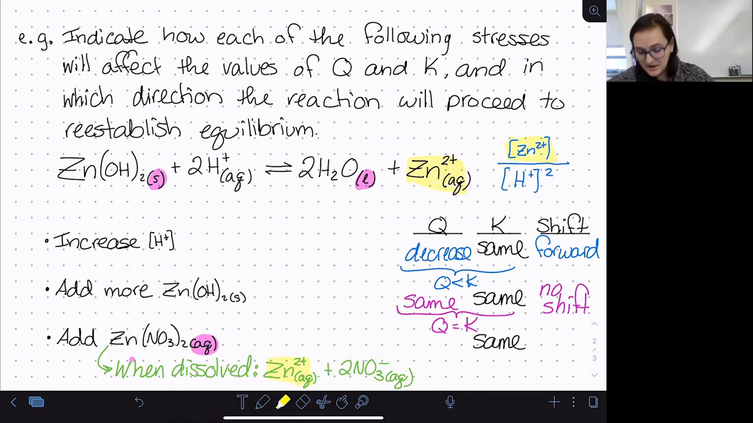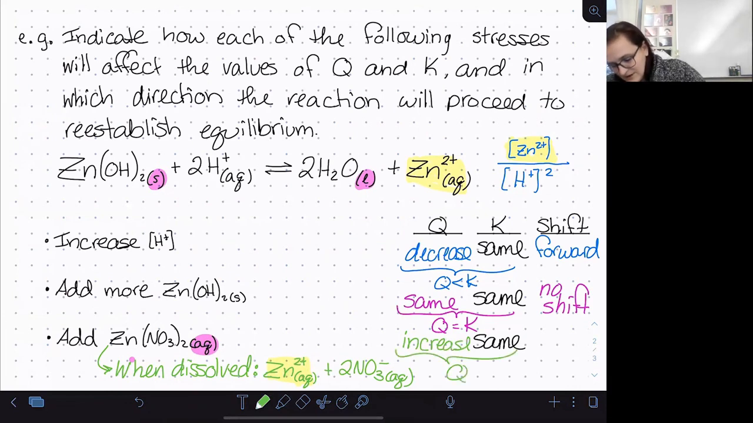That won't affect anything. But the addition of zinc is increasing this concentration, making my numerator larger, increasing the value of Q, which means that Q is now greater than K. So we have stressed our system, we have taken it away from equilibrium, and to get back, my reaction needs to run in reverse.